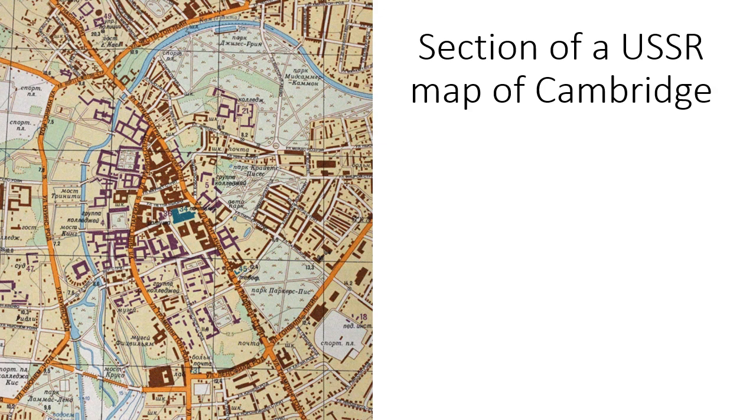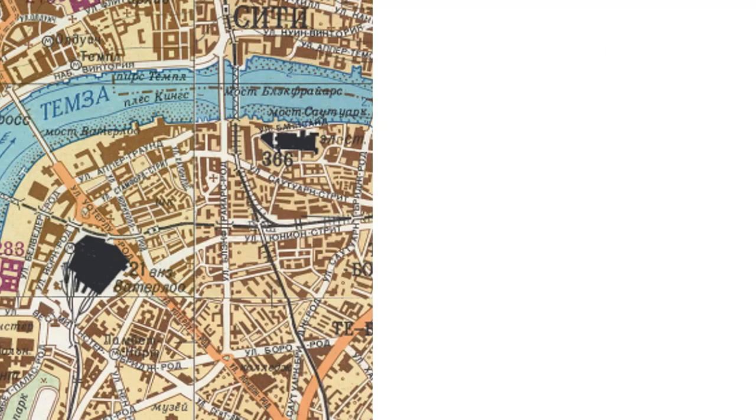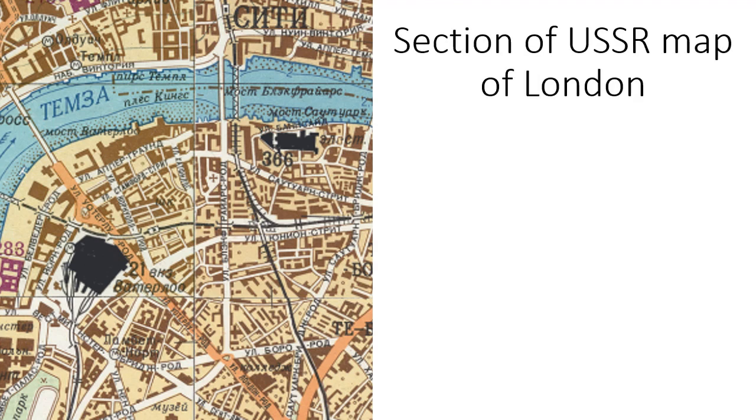This is a section of Cambridge, all right, not far from London, north of London. And if you're able to see it very closely, you can see that all the names and the descriptions of places on there, they're all in Russian. Okay, same with this one as well. This is a section of London. You can see a very famous river called the Thames. It's all in Russian as well.